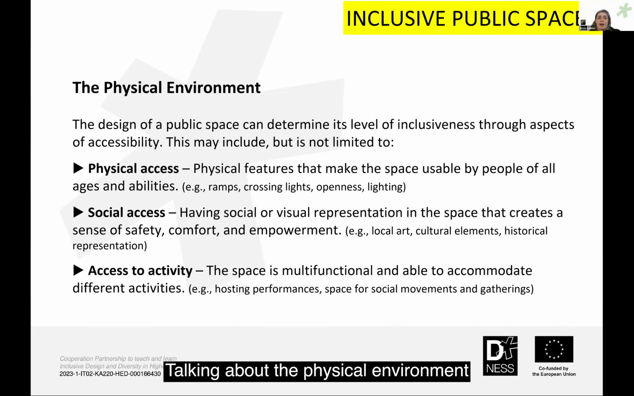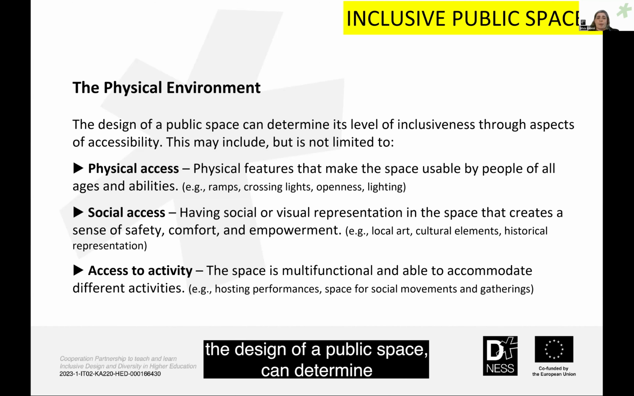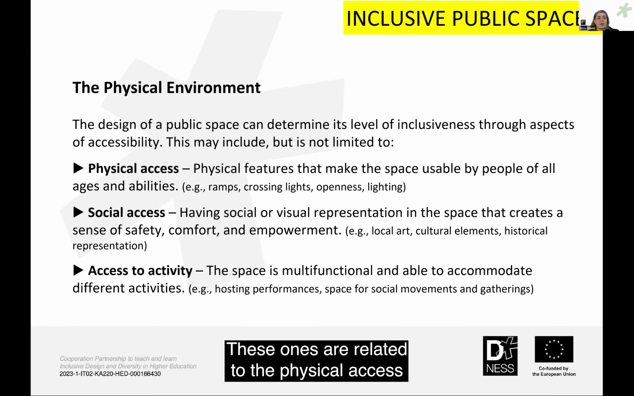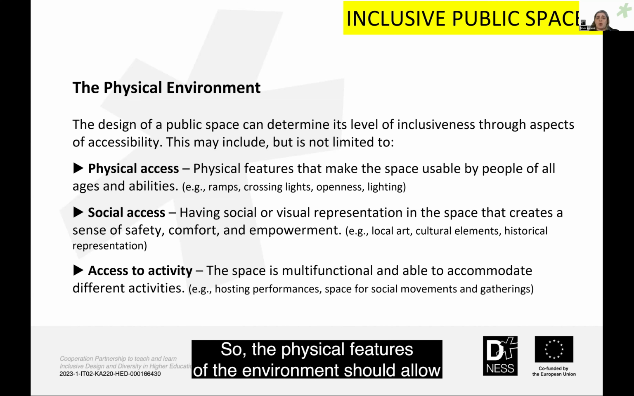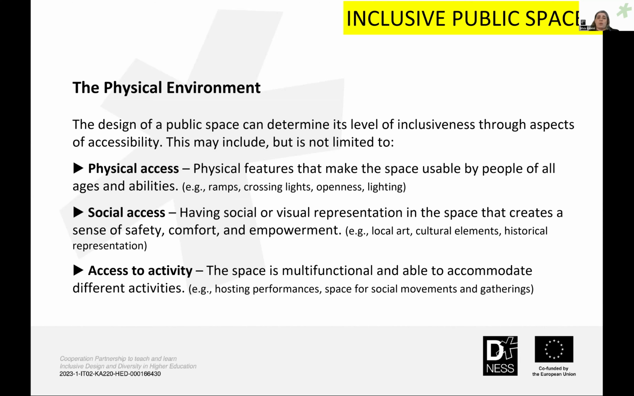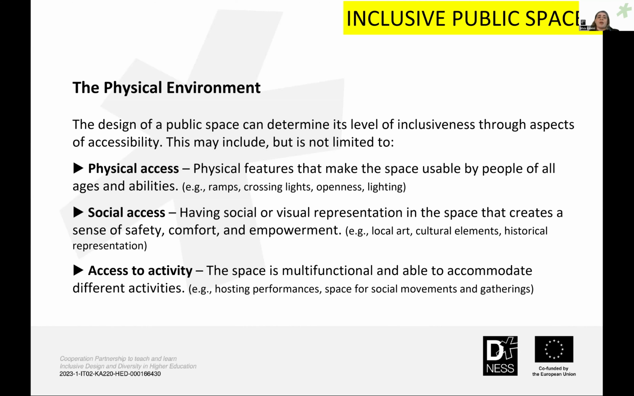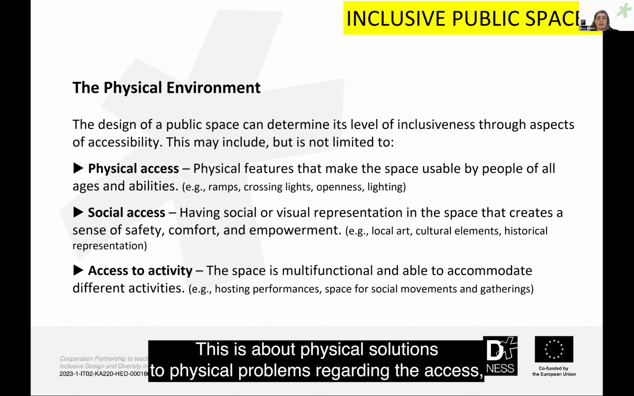Talking about the physical environment, the design of a public space can determine its level of inclusiveness through aspects of accessibility. These are related to the physical access, which is the most intuitive one. So the physical features of the environment should allow use by all people of all ages and all abilities, for example, including ramps, crossing lights, openness, and lighting. This is about physical solutions to physical problems regarding access.